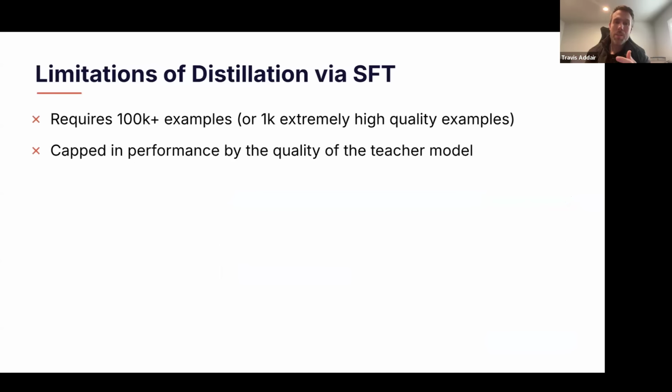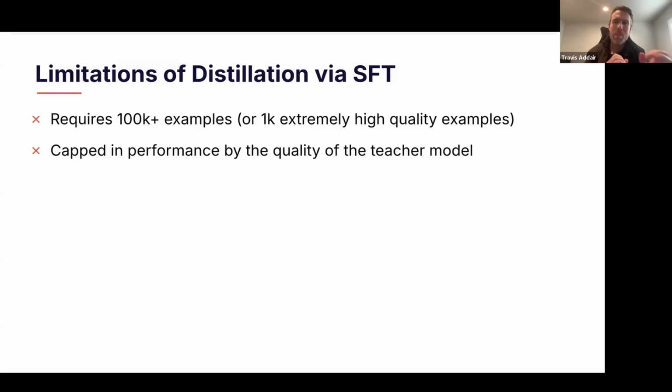There is some recent work from a particular paper called S1 that showed you can get this kind of effect with as little as 1K examples, but crucially, those 1K examples were very, very highly refined and hand curated for lots of different properties. And so, one way or the other, you're going to have to do a lot of work to get a good data set to do this. And then last, you're also capped in performance in a big way by the quality of the teacher model, right? Like you're not able to explore new strategies or discover new solutions to hard problems.